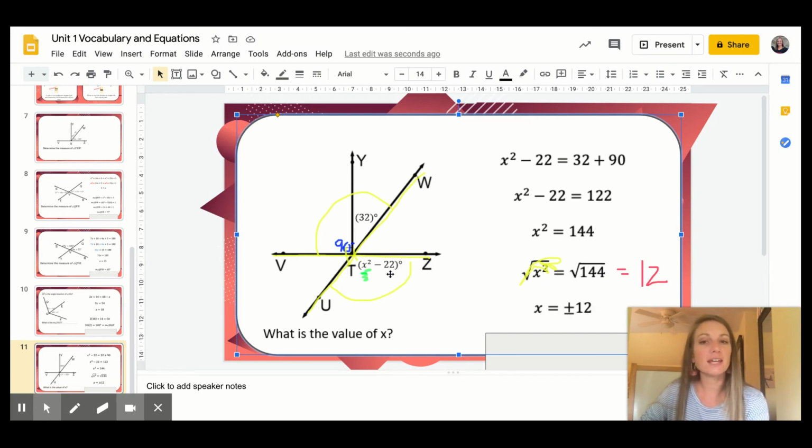And then I check in and look, does a negative answer make sense? 12 squared is 144, and then minus 22 gets me 122. Negative 12 squared, so negative 12 times negative 12, is 144. Minus 22 gets me 122. Perfect. So both answers make sense. I now have two answers to that problem.